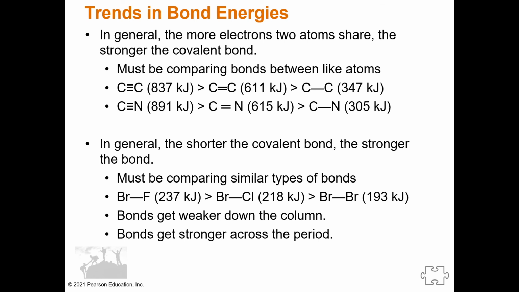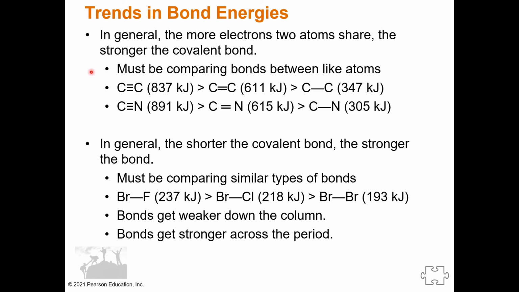Let's take a look at a couple of trends first before we do some calculations. So you can compare bond energies in a set of bonds, but they have to be comparable to begin with. So if we take a look at this bullet point here, you could see that 2 carbons are joined by covalent bonds. And like we were saying before, if you have a triple bond, that'll be the strongest bond in the set, and a single bond would be the weakest.